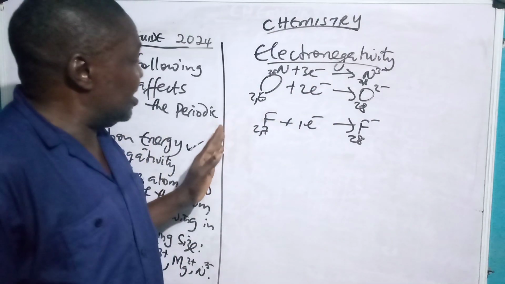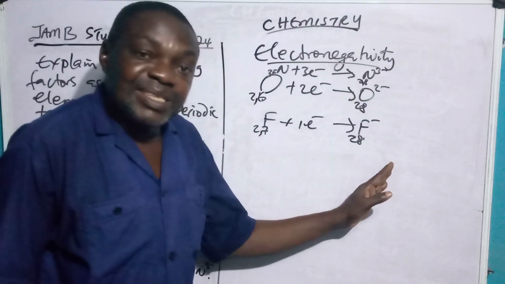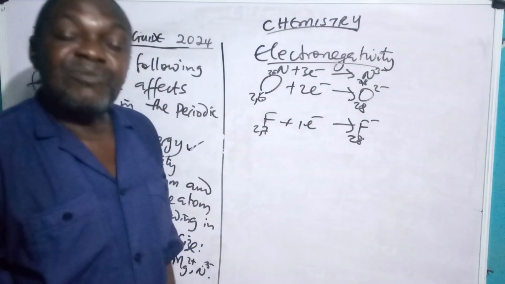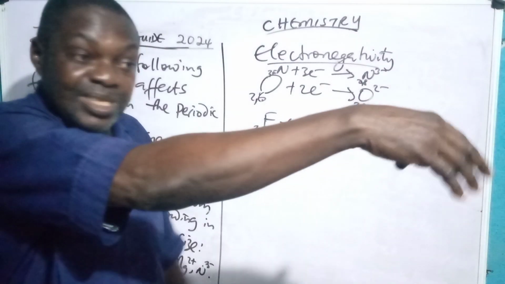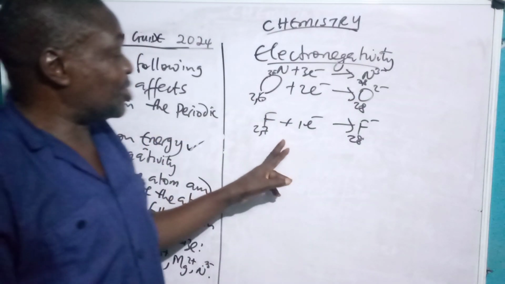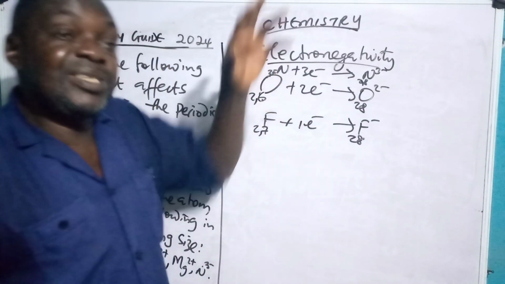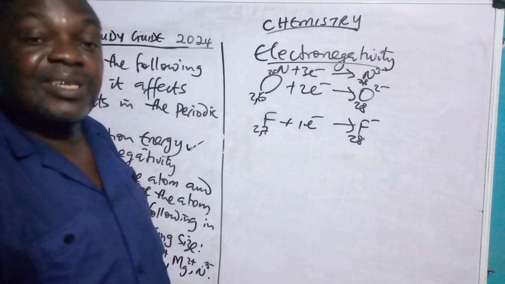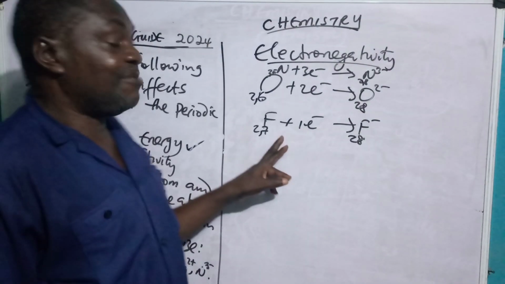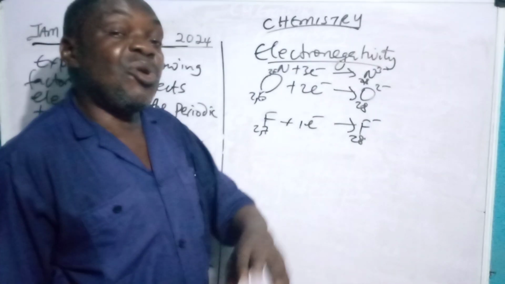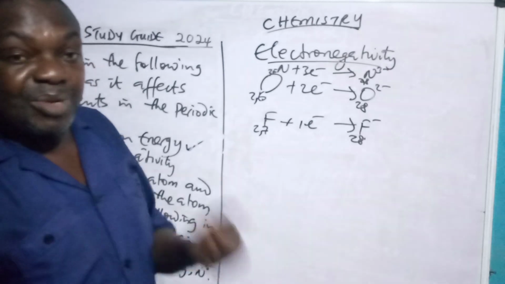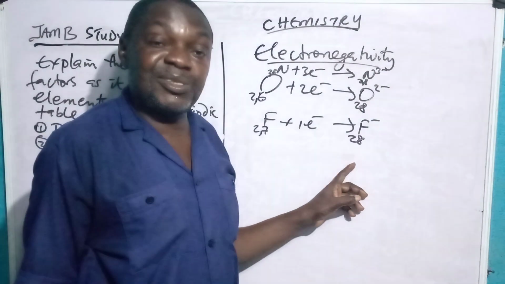electronegativity increases from left to right because of the attraction of the nucleus to the outermost electron. The attraction, we call it effective nuclear charge, pulling any electron it comes across from outside. So that is the effective nuclear charge, don't forget. So it increases from left to right because it becomes easier. Remember, fluorine is the most electronegative element on earth.